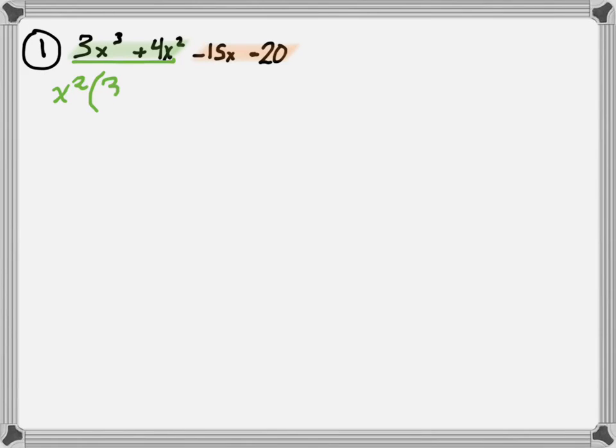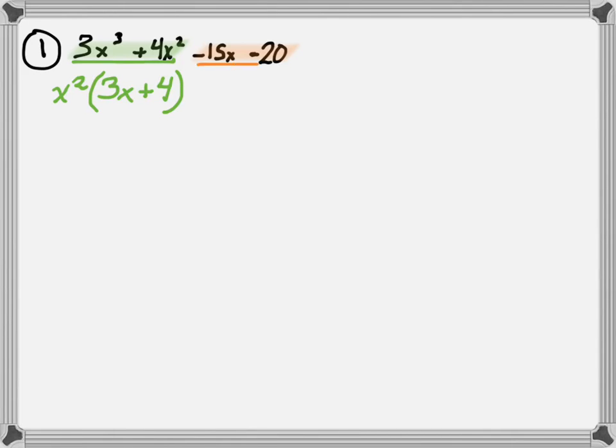And that's going to leave me 3 divided by 1, 3. I have 3 x's, and I take out 2, leaves me just an x. Plus 4x squared. 4 divided by 1 is 4. I have 2 x's, and I bring out 2. That leaves me 0 x's left behind.